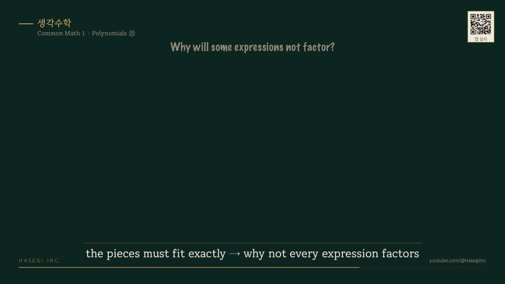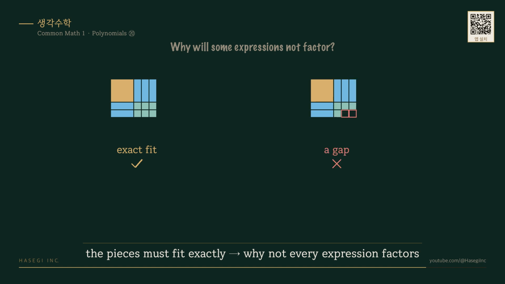The picture shows one more thing: why some expressions simply will not factor. Change the number of long tiles however you like. Once you split them between the right side and the bottom, the space left over has to match the number of small squares exactly, or the rectangle never closes. If it does not match, you are left with a gap. That is why not every expression splits neatly.